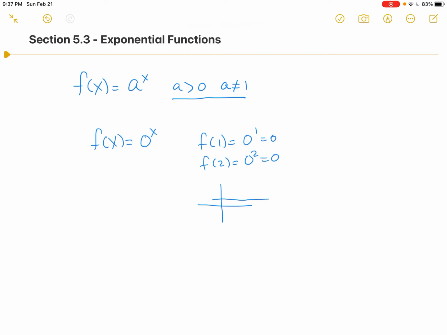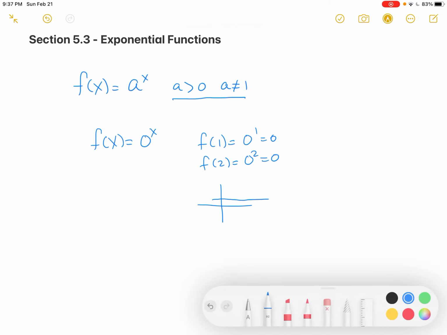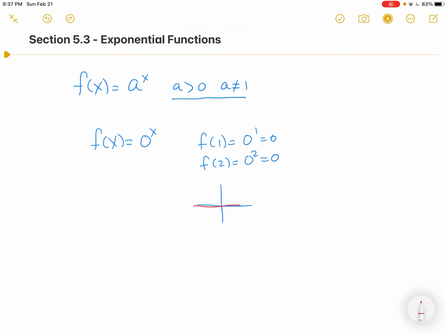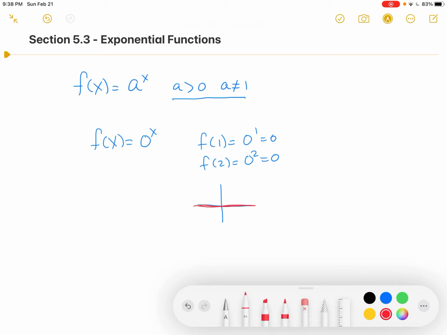I apologize. It should be at the 0 level. Let me back that out. I put it up at the 1 level. I'm not sure why I did that, but I'll put it in a different color. It would be this red line right here. Not exponential, flat. Always the same value. That's the exact same thing, and why they don't let a equal 1.